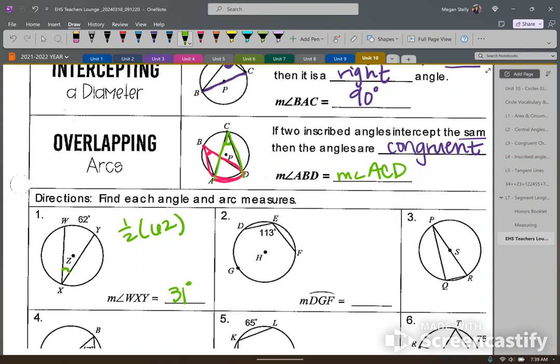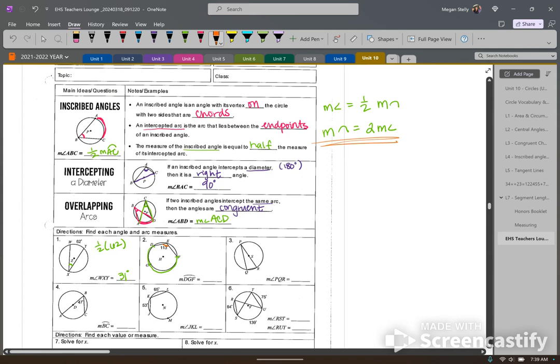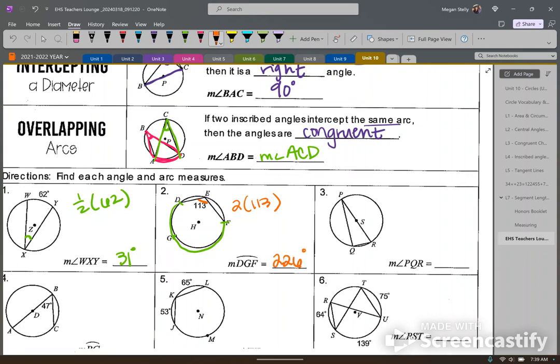For number 2, I'm trying to find the measure of arc DGF. So I'm trying to find the measure of this arc. So the measure of the arc, right, like we set up here, is double the measure of the angle. So we're going to double 113, 226 degrees. Angle PQR, here that middle letter at Q, this is a diameter, so that means Q is a 90-degree angle.